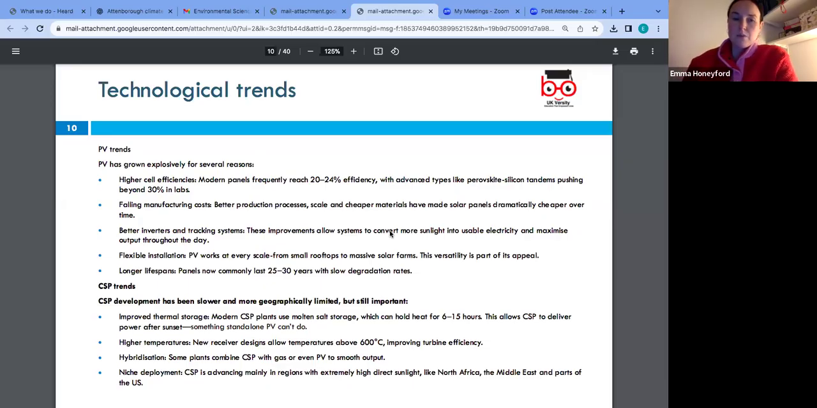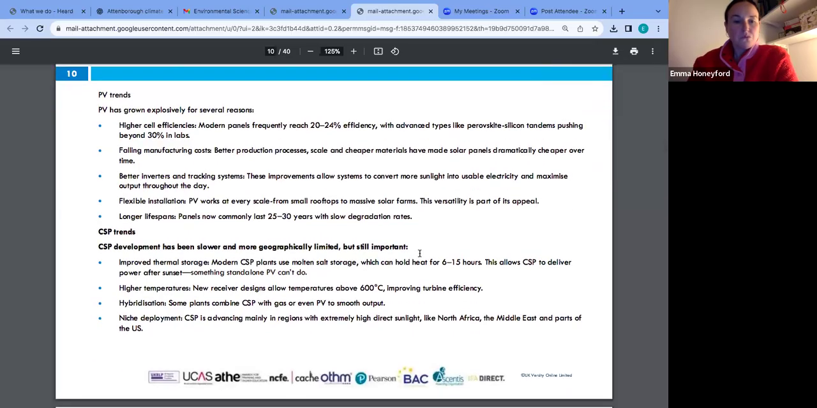So it is a reliable form of renewable energy in many ways. In contrast, CSP, the trends have been different for this type of solar power. The development of this has been much slower and more geographically limited, but it is still important in certain climates, certain regions.